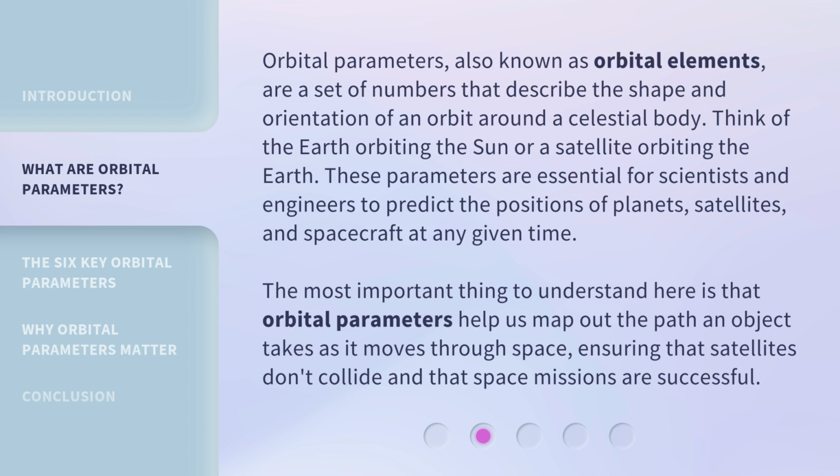Orbital parameters, also known as orbital elements, are a set of numbers that describe the shape and orientation of an orbit around a celestial body. Think of the Earth orbiting the Sun or a satellite orbiting the Earth. These parameters are essential for scientists and engineers to predict the positions of planets, satellites, and spacecraft at any given time. The most important thing to understand here is that orbital parameters help us map out the path an object takes as it moves through space, ensuring that satellites don't collide and that space missions are successful.